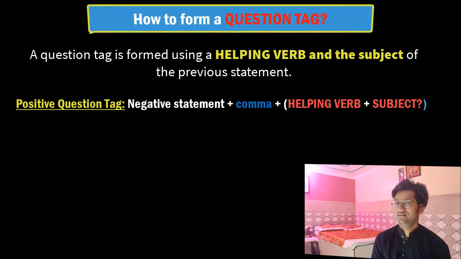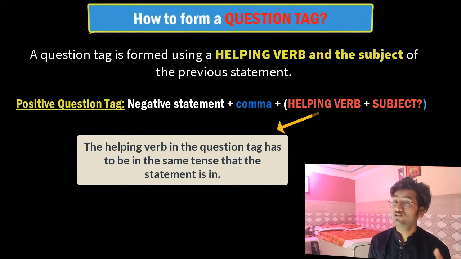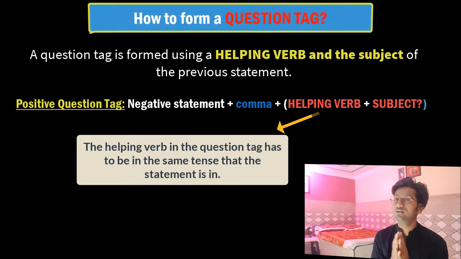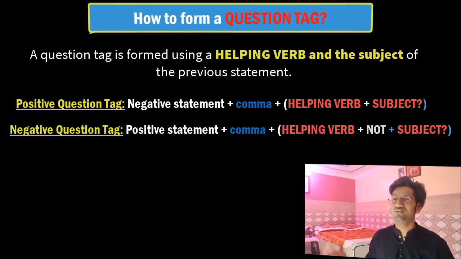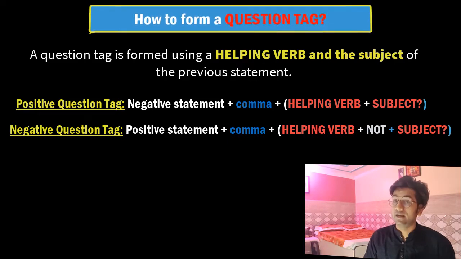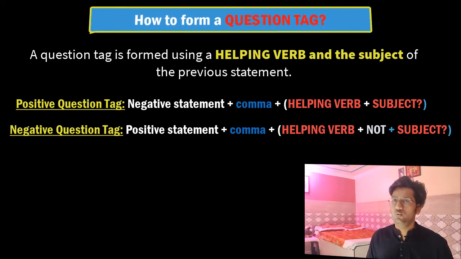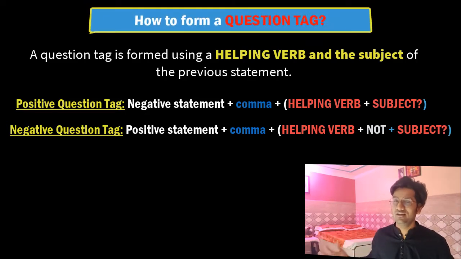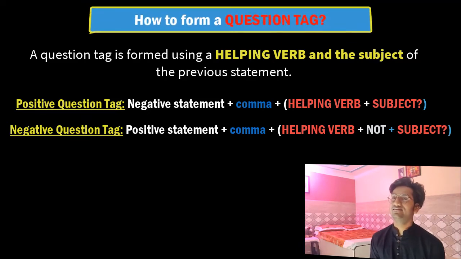And understand this guys. The helping verb in the question tag has to be in the same tense that the main sentence is in. And we only need a helping verb. We do not need the main verb. And how do we form a negative question tag? Very simple. We just use not after the helping verb. Major points: if the statement is positive, the question tag is going to be negative. If the statement is negative, the question tag will be positive. The helping verb in the question tag has to be in the same tense that the main sentence is in.